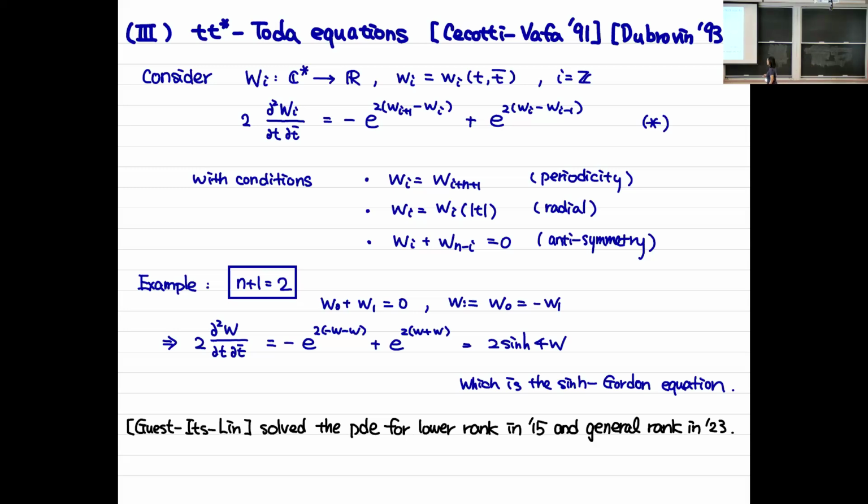And Guest and Lin solved this PDE. So this is a PDE with this condition. They solved this PDE for lower rank in 2015 and general rank in 2023. So solved means that they have the global solutions, as well as smooth near 0 and infinity separately. So that's the result that they had.